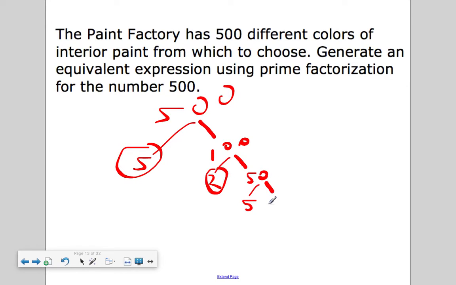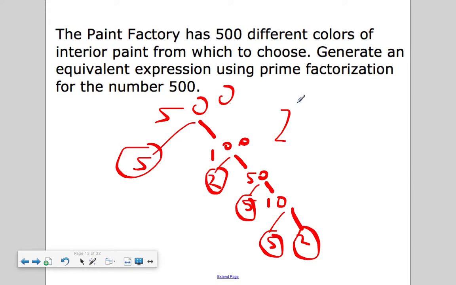50, I don't know. I could do 2 times 25. I'm going to do 5 times 10. 5 is prime. I circle it. 10 is 5 times 2. 5 is a prime number. I circle it. 2 is a prime number. So how many 2's do you see? It's composed of 2 times 2 times 5 times 5 times 5, or 2 squared times 5 cubed.